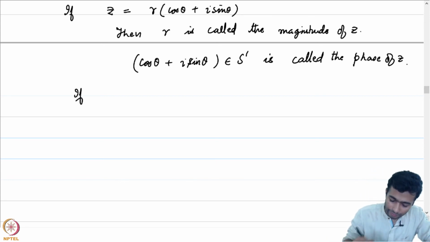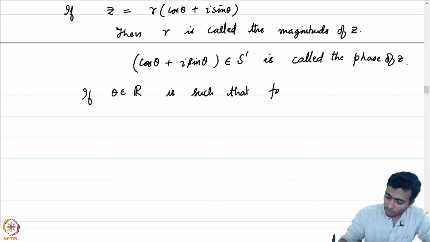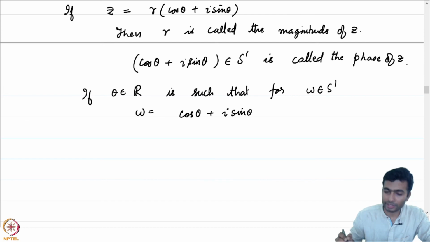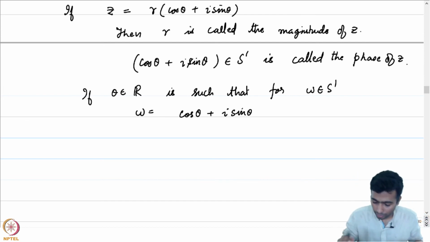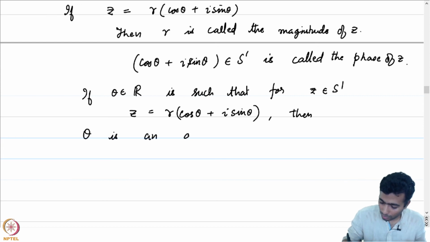So if theta in R is such that for omega in S1, omega is equal to cos theta plus i sin theta, or more generally for z, z is equal to say r times cos theta plus i sin theta, then we say that theta is an argument of z.